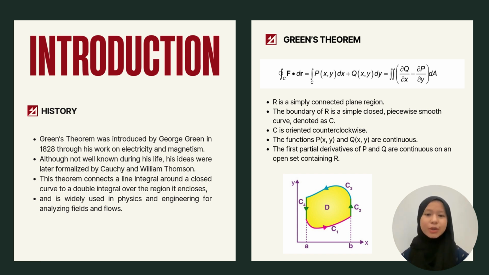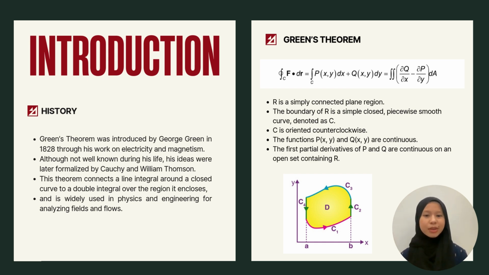This theorem was introduced by George Green back in 1828 based on his study in electricity and magnetism. Even though he wasn't well known during his life, his work was later developed further by Cauchy and William Thomson. Green's theorem is useful because it changes a line integral around a closed curve into a double integral over the region inside that curve. This makes calculation much easier, especially in physics and engineering.